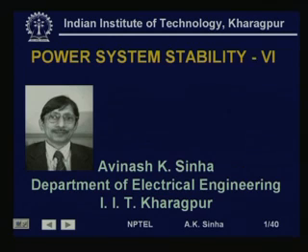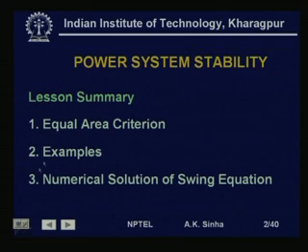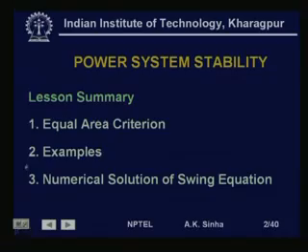In this lesson, we will continue with that discussion, and we will start with the equal area criterion method of analysis for single machine connected to infinite bus system. Here we will be talking mostly about a single machine which is connected to an infinite bus by means of a double circuit line and what happens under different situations. We will take up an example on this, and if the time permits, we will talk about the numerical solution of the swing equation itself.